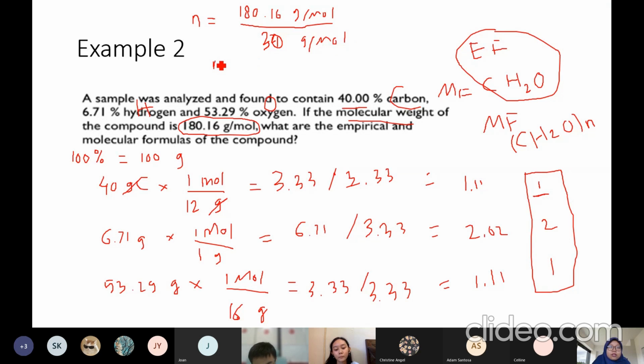So N equals 180 over 30, which equals 6. N equals 6. So for the molecular formula you can replace N with 6. What is the molecular formula of the compound? C6H12O6.